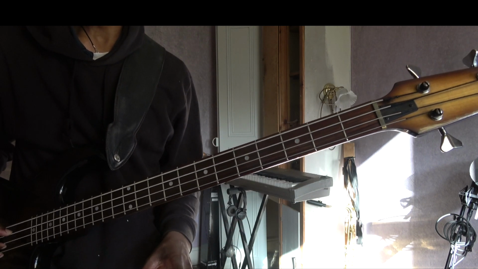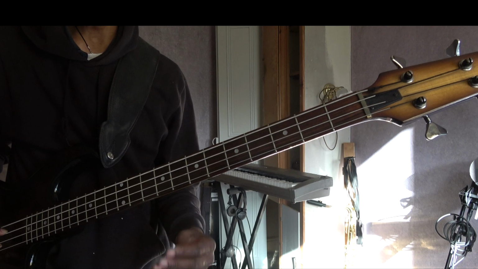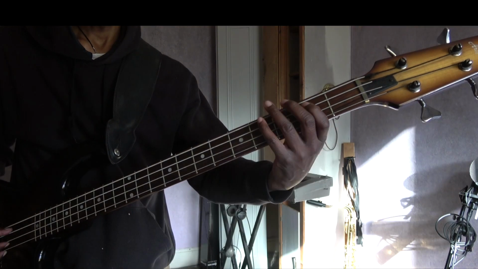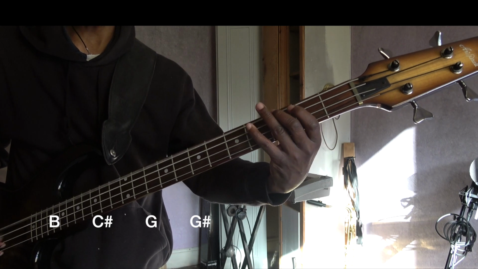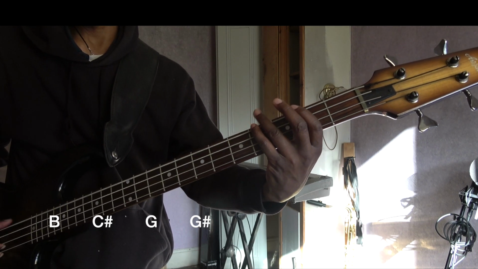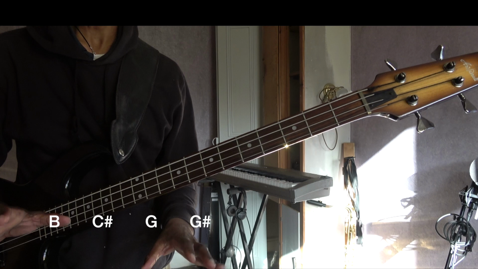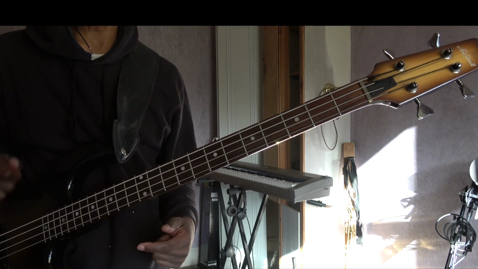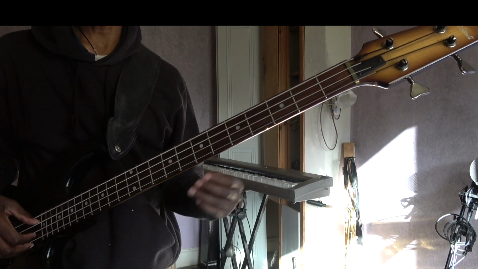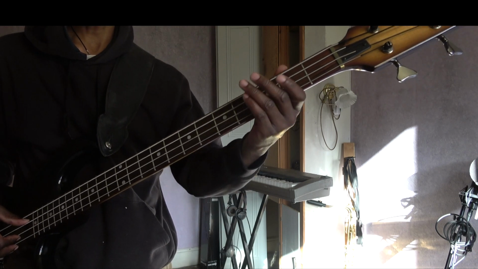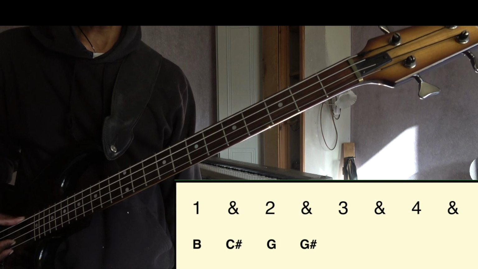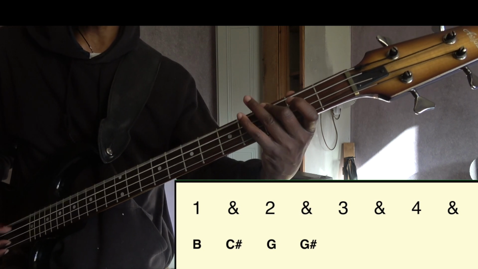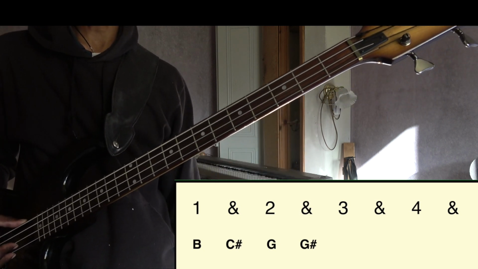The arrangement for the bass part is basically this: B, C sharp, G, G sharp. When we're counting to play that, we would be counting 1 and 2 and 3 and 4 and, 1 and 2 and 3 and 4 and.